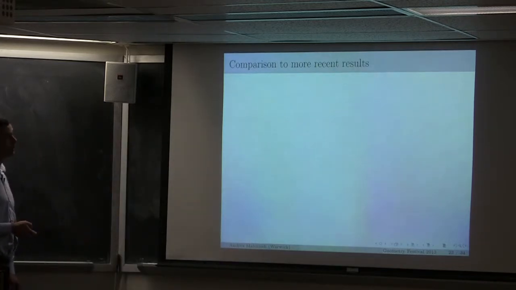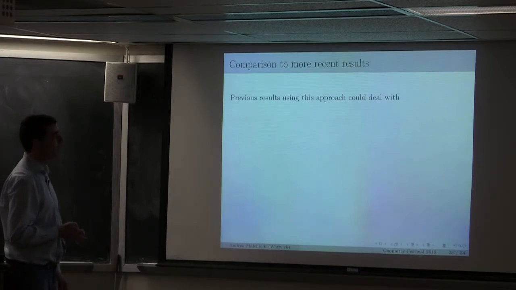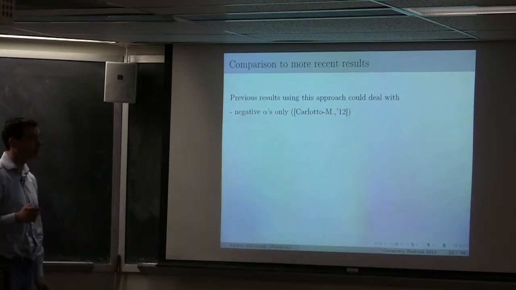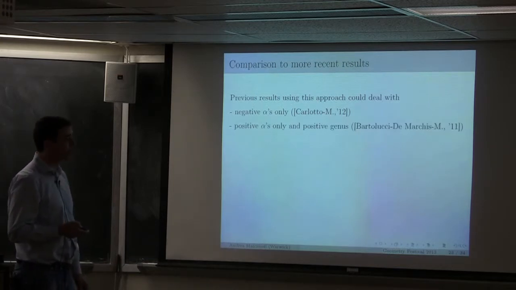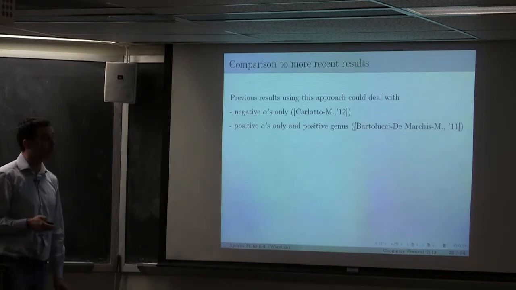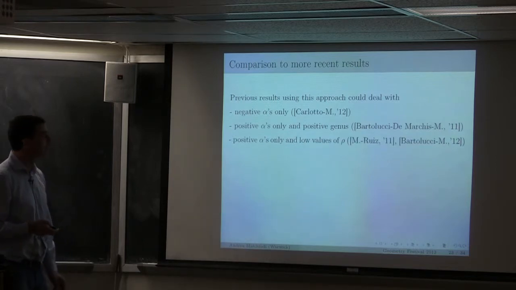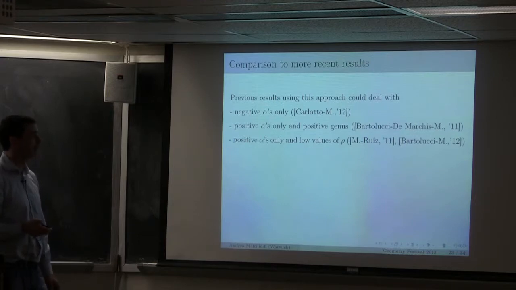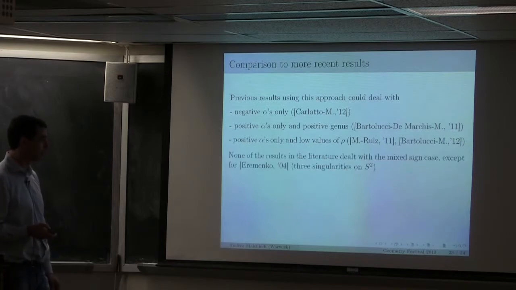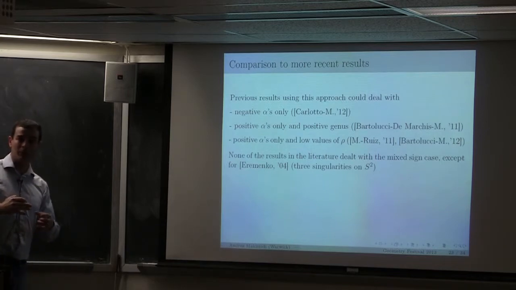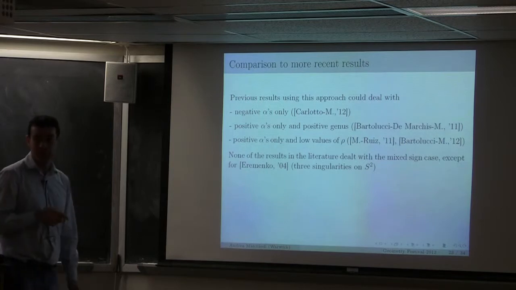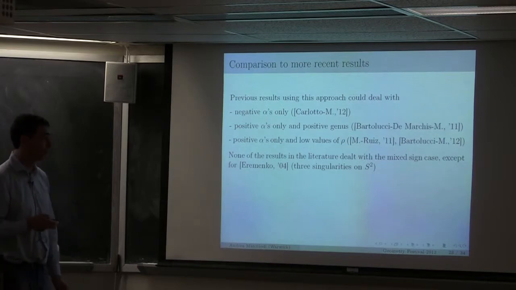All right, some comparison to more recent results. Using this approach, we were able to prove this result in some special cases: still with Alessandro Carlotto in the case of negative alphas; in the case of positive weights and positive genus with Daniele Bartolucci and Francesca De Marchis; and for positive alphas but low values of the total curvature in two other joint papers with Ruiz and Bartolucci. None of these results actually dealt with weights with different signs, with the exception of the result by Eremenko, who studied three singularities on the sphere.